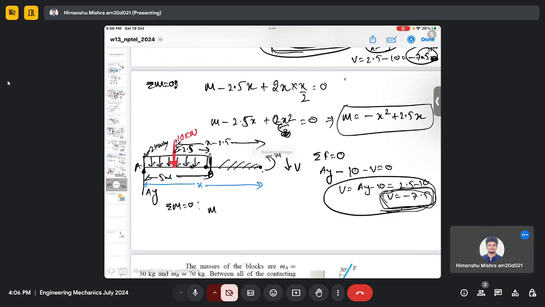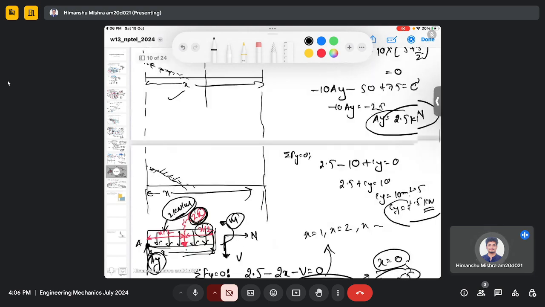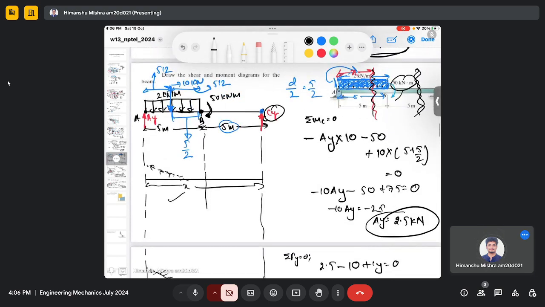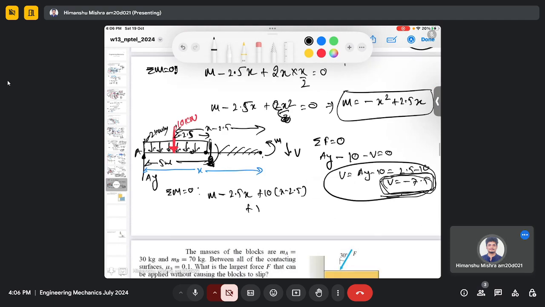So we'll have M minus 2.5x plus 10x minus 2.5, and there was some couple as well. This 50 kilonewton meter couple was acting here, plus 50 equals 0. So when you solve and simplify this equation, you will get M, which is 7.5x minus 75. So this is the bending moment outside the uniform distribution load.